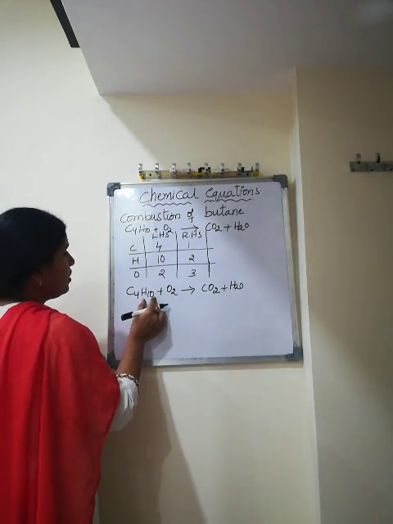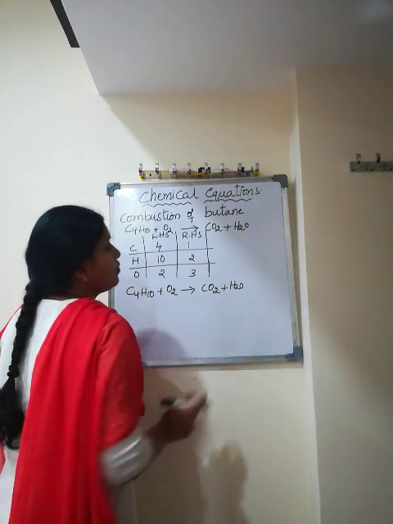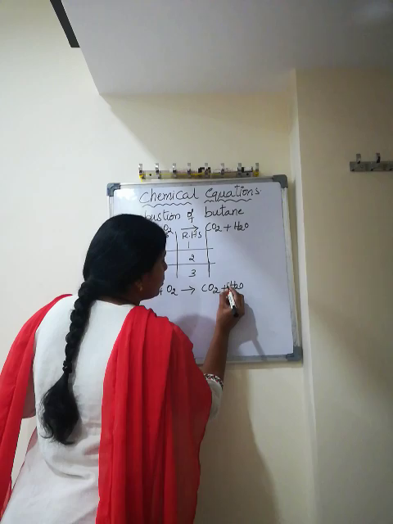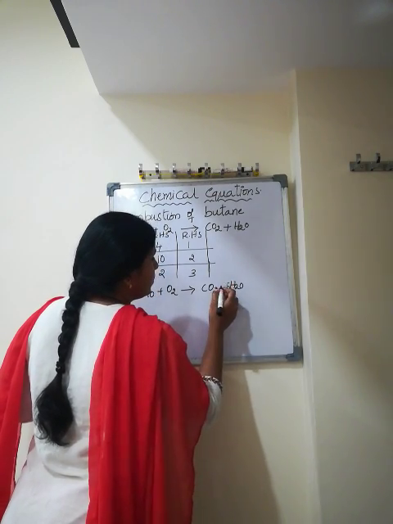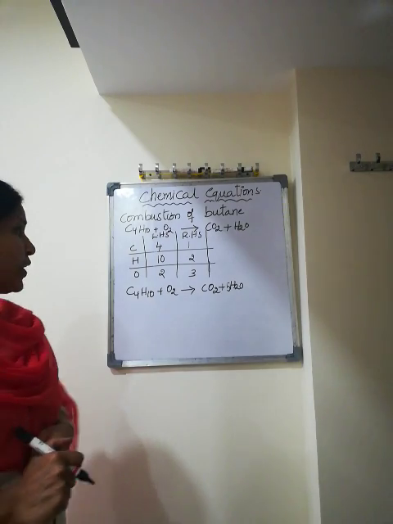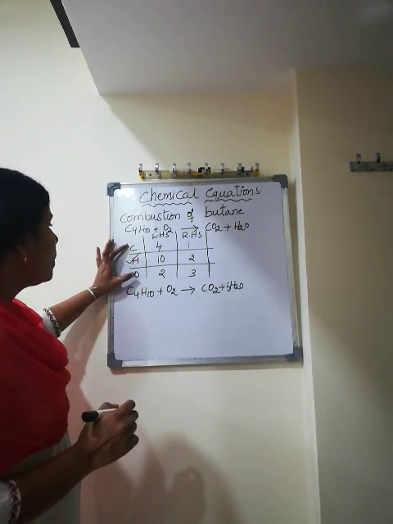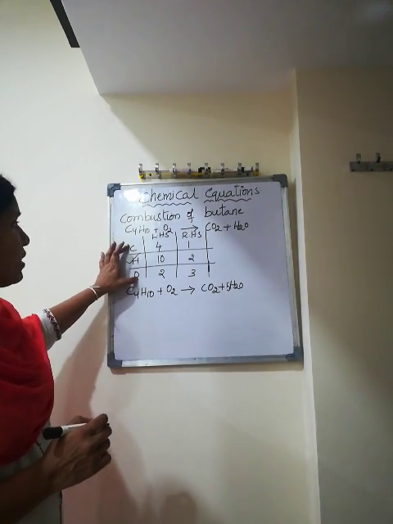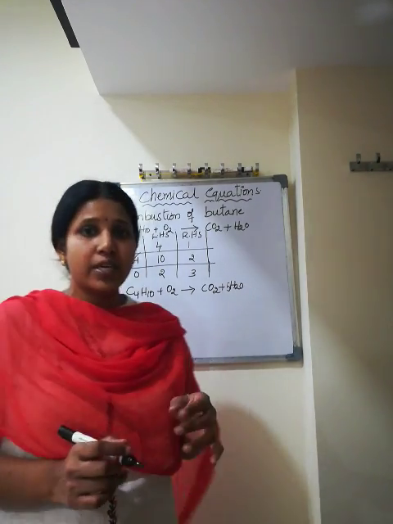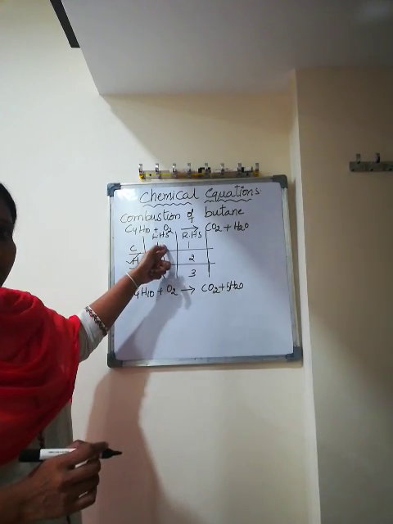Here 10 hydrogens are there. On the product side only 2 hydrogens are there. To balance that, we have to keep the number 5 here. Then 5 2s are 10 hydrogens. Now hydrogen atoms are balanced. Now in the remaining atoms, carbon atoms are 4 in number and oxygen atoms are 2. Now we have to balance carbon atoms first.